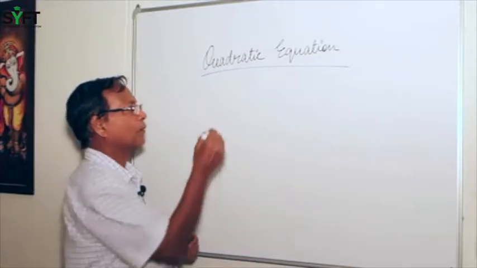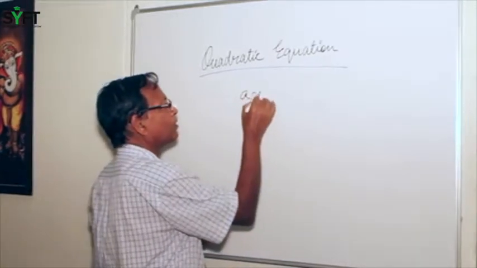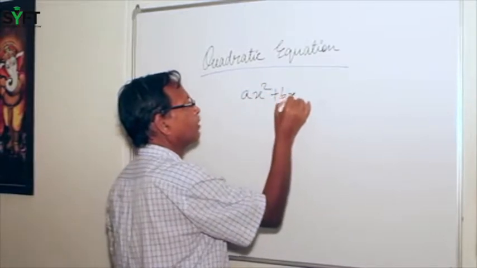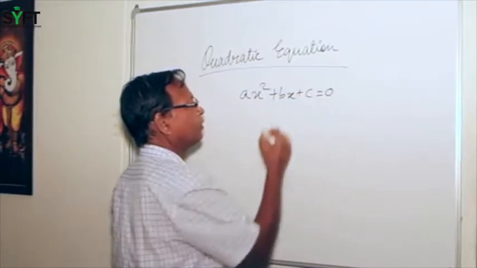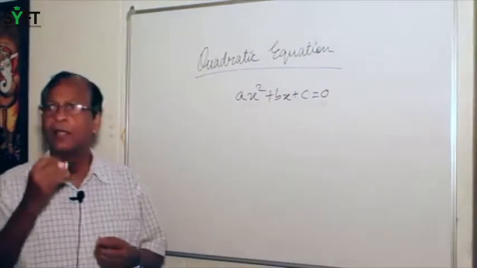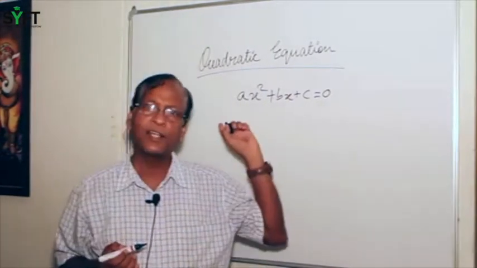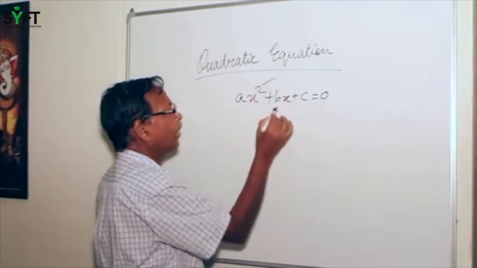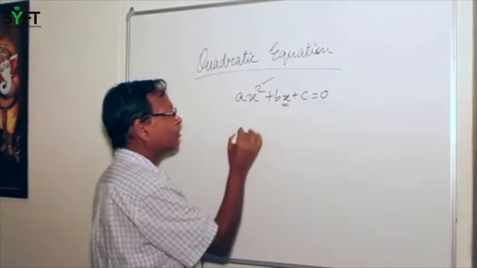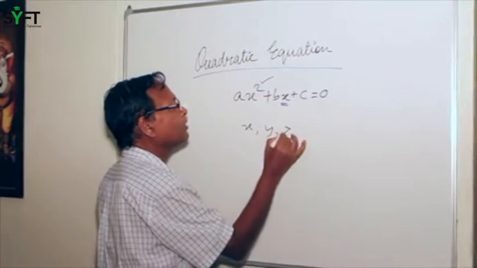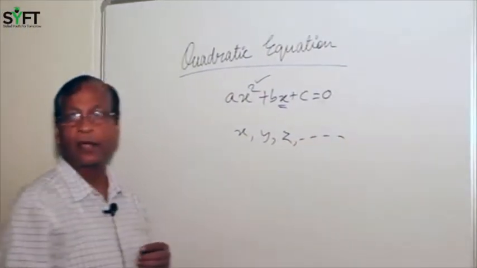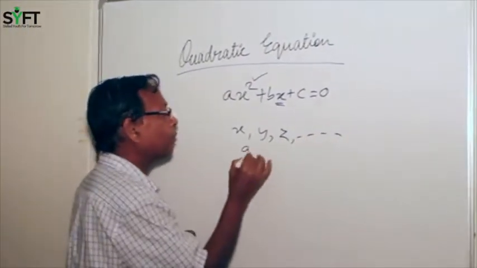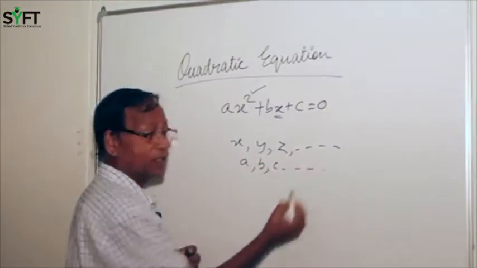Quadratic equation. An equation ax square plus bx plus c is equal to 0 is called a quadratic equation. This is of degree 2 and one variable x. We know variables mean x, y, z. These are the variables, and constants, suppose a, b, c, these are the constants.